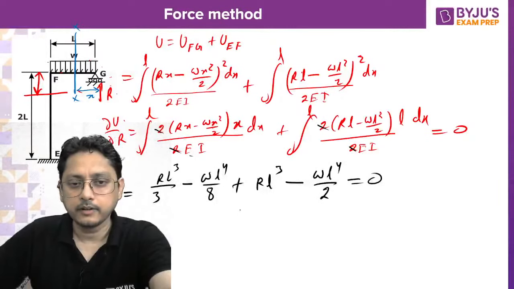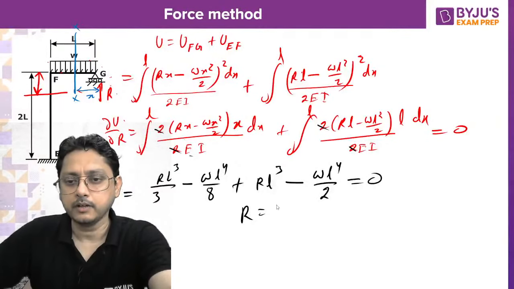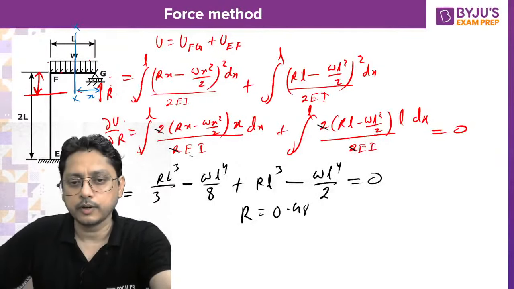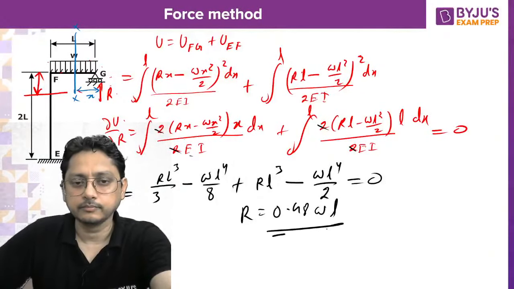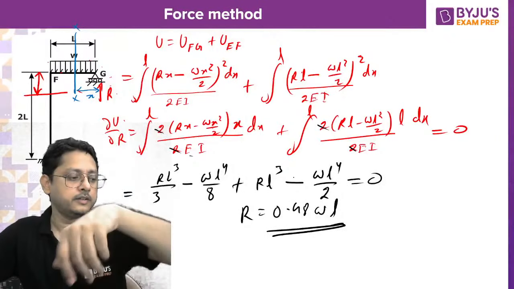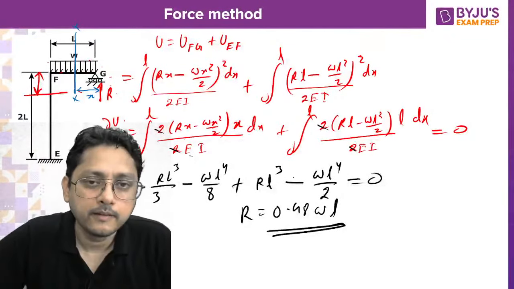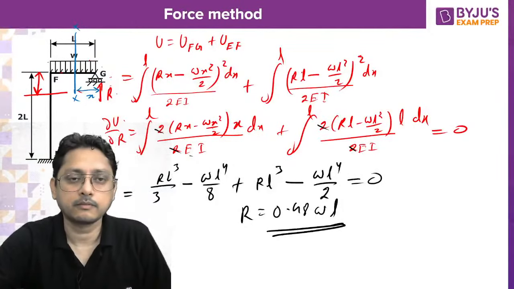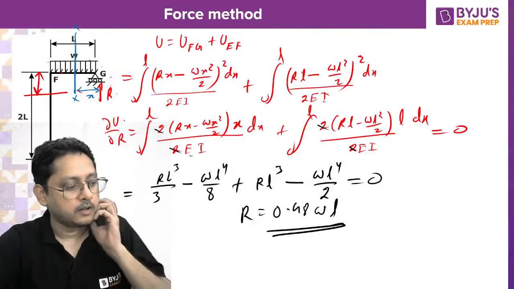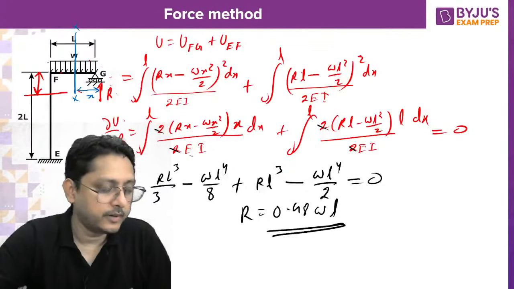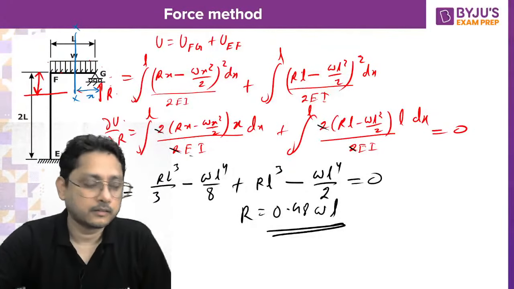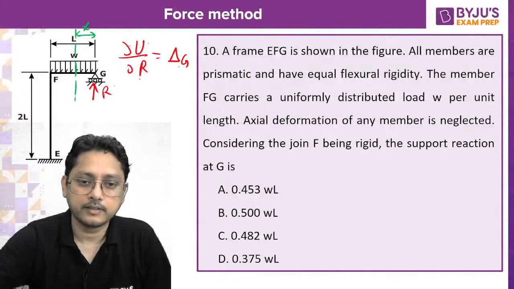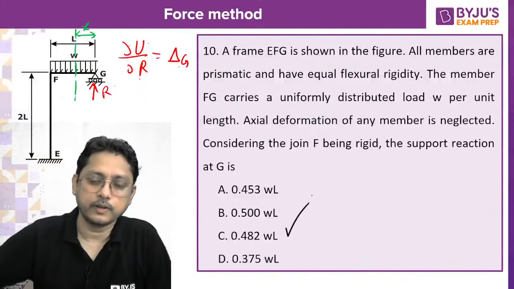Now if you calculate R, you will get from here 0.48 WL. Right. See, this type of problem also used to come sometimes. Actually, it will take a little bit of time, this type of problem. Did you get that? So the answer is 0.482L.